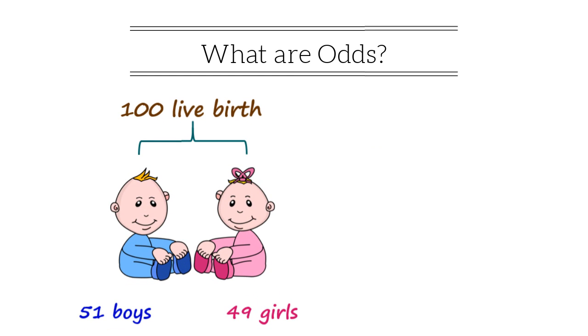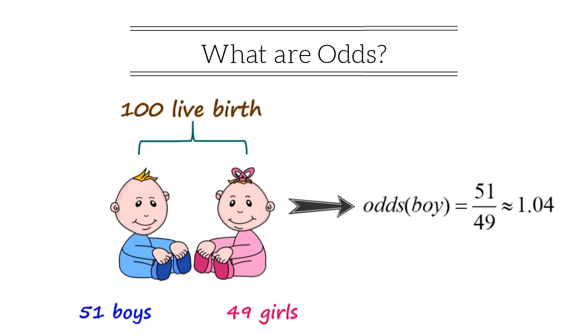Suppose that in 100 live births, there are 51 boys and 49 girls. Then the odds for boy is the ratio of 51 to 49, or 1.04, meaning a live birth is slightly more likely to be a boy. If an event is very likely, the numerator is much larger than the denominator, so its odds are large. If it is very unlikely, then its odds are very close to zero.